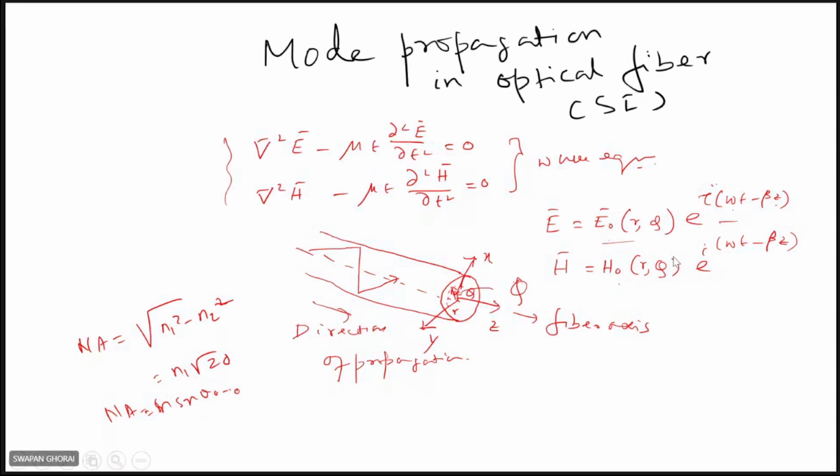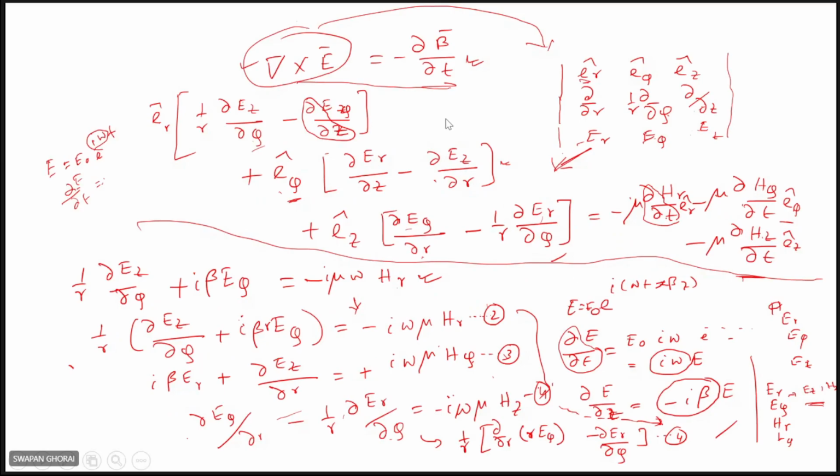Amplitude part, phase part. Now the wave propagates along the z direction as omega t minus beta z. Beta is the propagation constant. So if you know the value of beta, then you can find out the field distribution. That is our intention. So what we have done is we have solved Maxwell's equations.